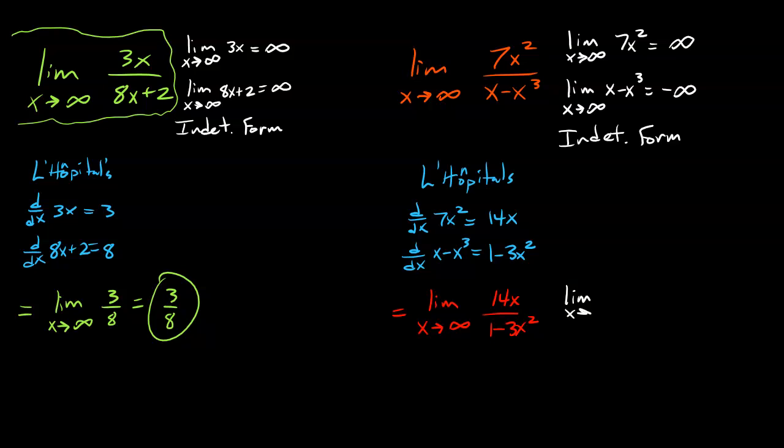So the limit as x approaches infinity of 14x is infinity. The limit as x approaches infinity of 1 minus 3x squared is negative infinity. Indeterminate form. I'm just going to start abbreviating more.